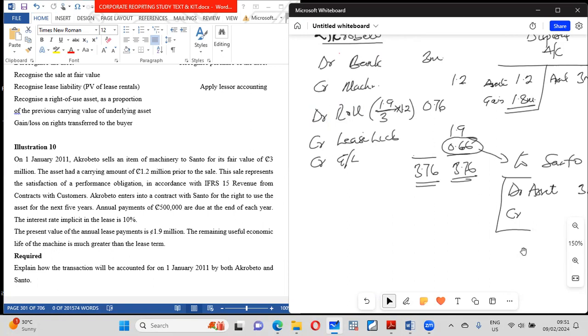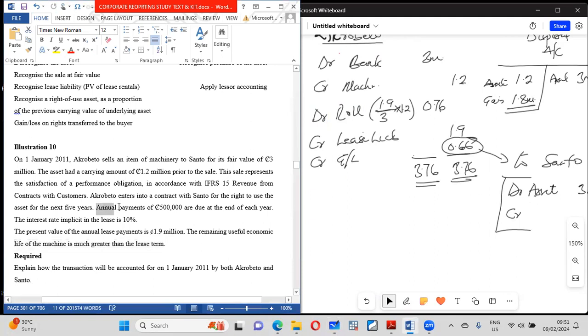So subsequently, this guy will record a rental income of how much? This is the annual payment. You can add everything up and divide it, but here you have the annual payment. How many years are we leasing this thing? Five years. So the money is going to be multiplied by 5 years, and you spread it. So that is that.